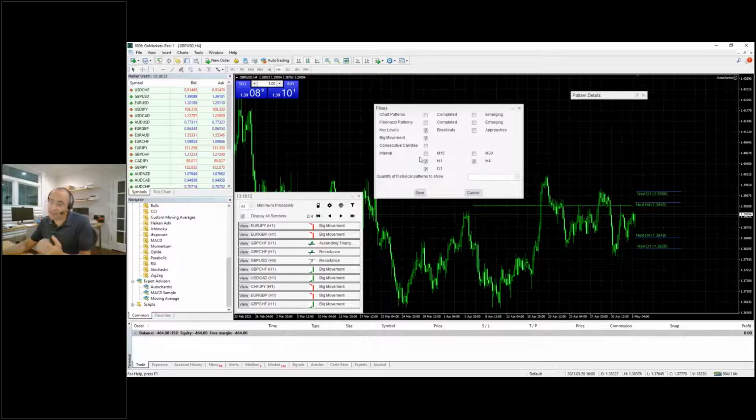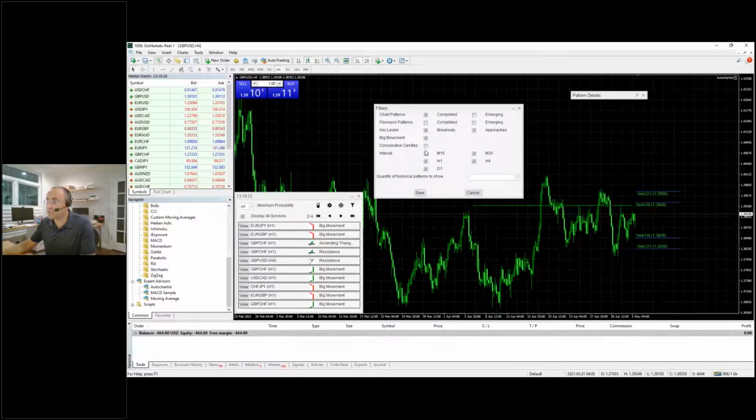Notice that I don't have M15 and M30 ticked. That's because it's just overwhelming for me. There's just too much noise, for me it's just too much. If you're the kind of person that wants to look at more volatile opportunities, you're welcome to tick M15, M30, and then you're going to get an absolute fortune of events coming up.